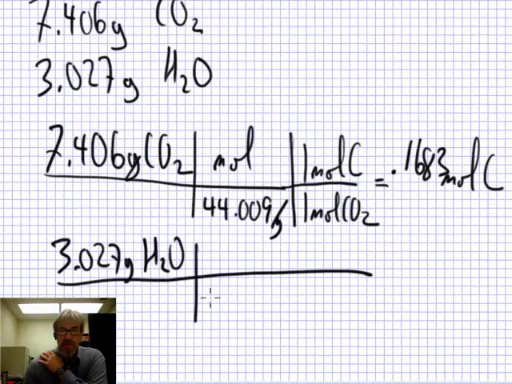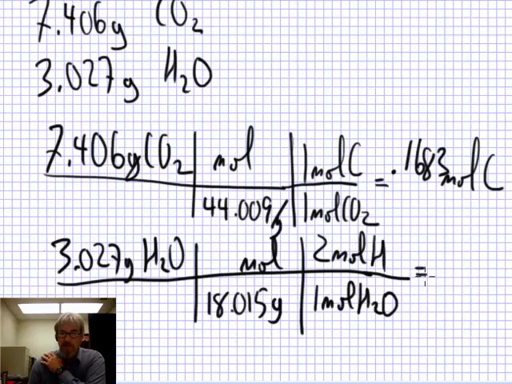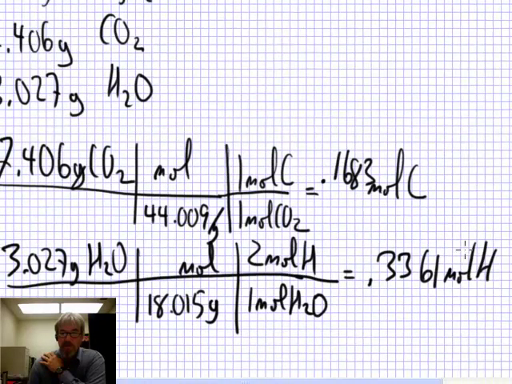Take the grams of water, divide by water's molar mass, which is 18.015 grams per mole. And now my mole ratio is slightly different because a mole of water doesn't give me a mole of hydrogen. It gives me 2 moles of H. When I do this arithmetic, I get 0.3361 moles of hydrogen.